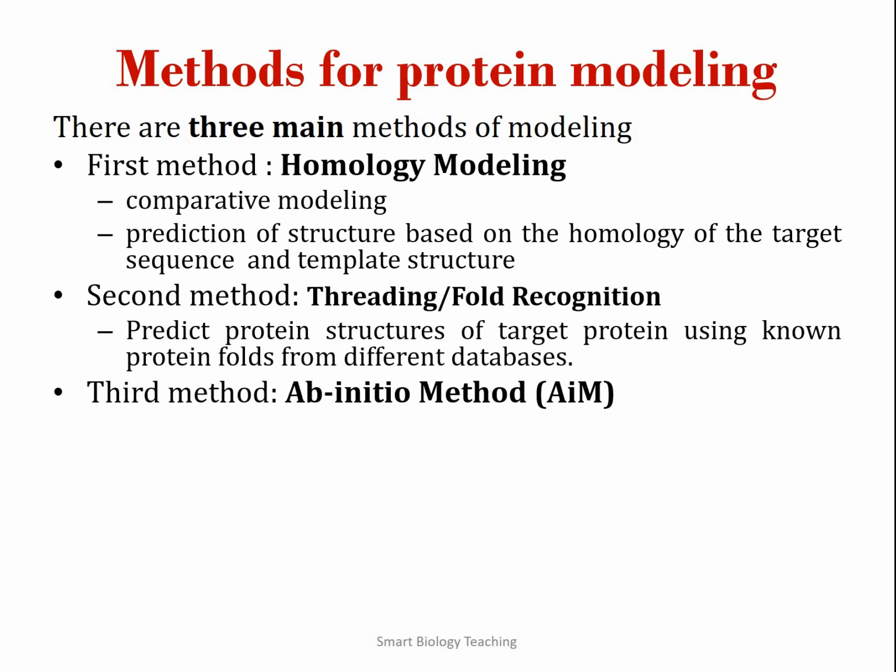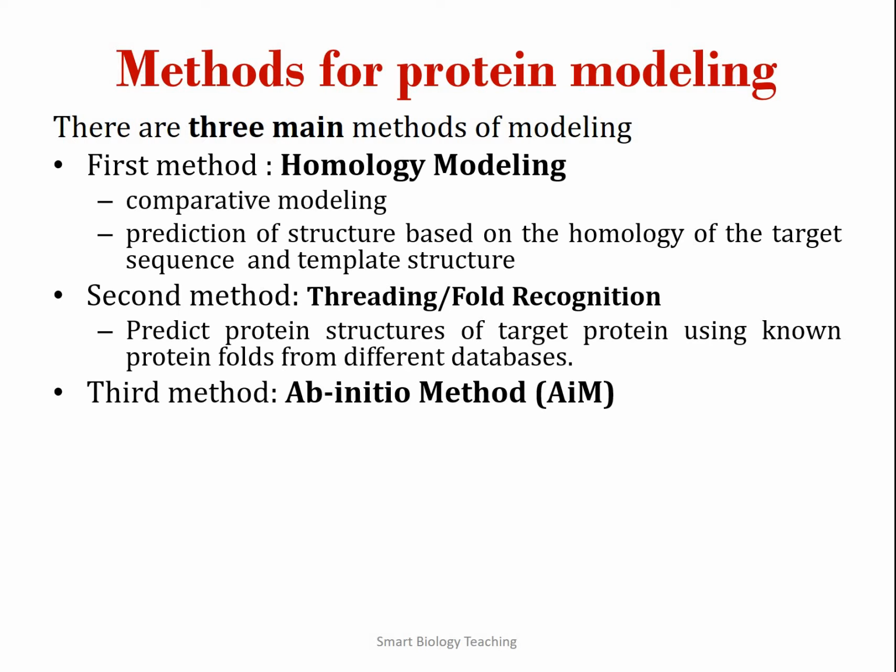Then the second method is the threading or the fold recognition method, where you can predict the structures of the target protein using known protein folds which is available from different databases. So you have different databases which is freely available, and you can access it, and you can download the protein folds, and you can predict your homology model.